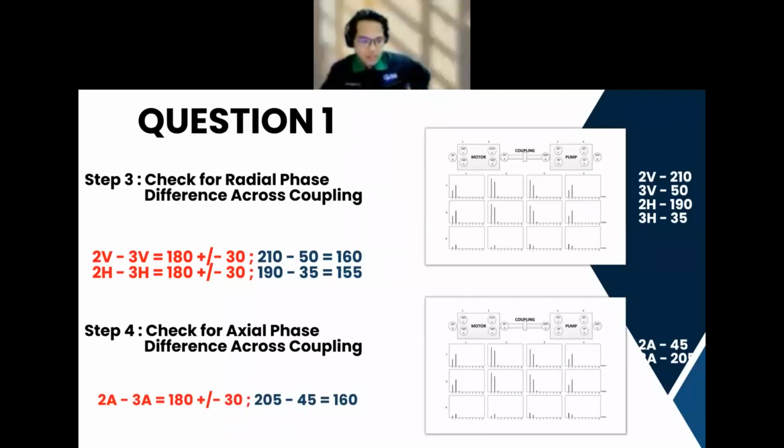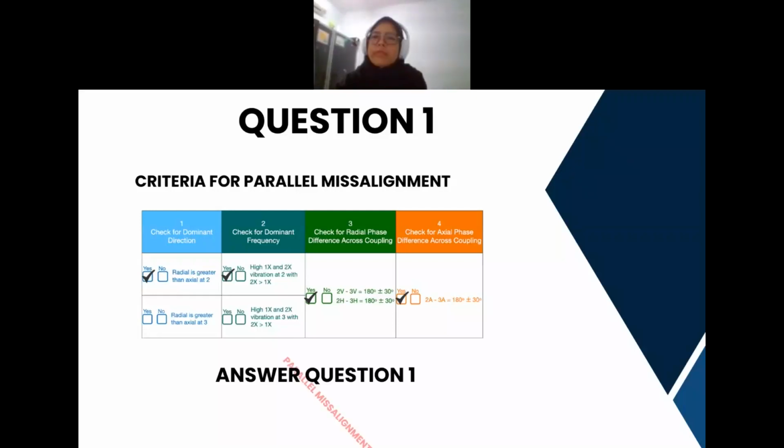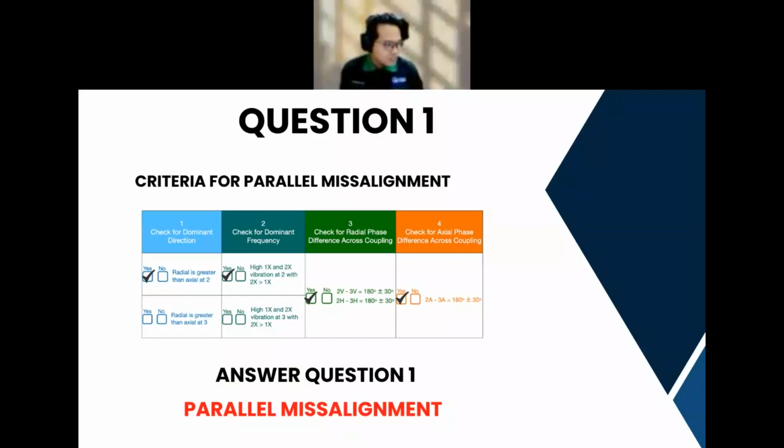So it's correct that I must say that it's still a range for the axial. So we try to check the criteria next for the parallel misalignment. Yeah, I guess we have fulfilled all the criteria for the parallel misalignment for this diagram. So the answer is parallel misalignment.